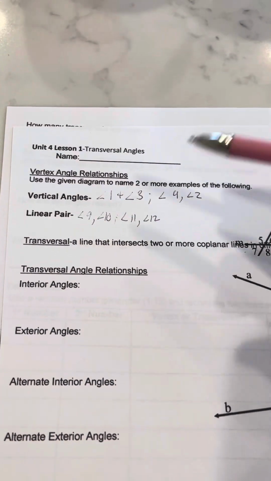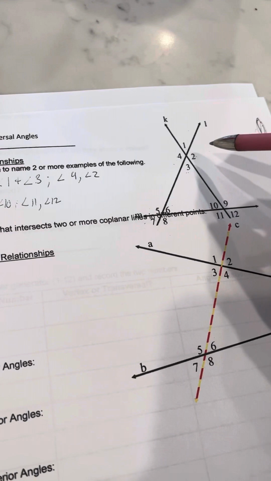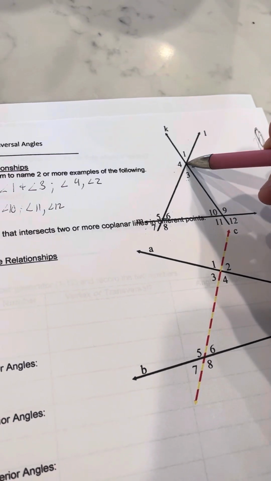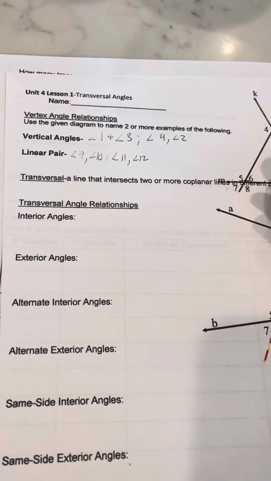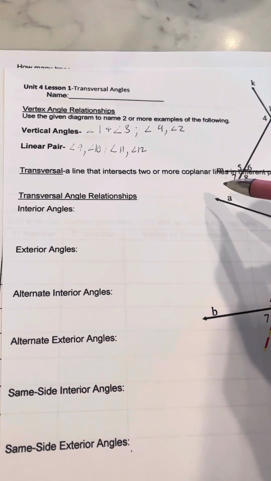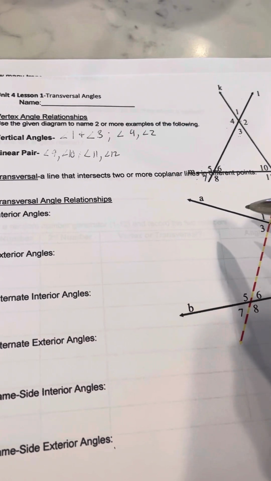All right, so that's kind of a review of those vertex angle relationships. Again, those are called vertex angle relationships because the angles share a common vertex. That's that corner of the angle. A transversal is a line that intersects two or more coplanar lines.